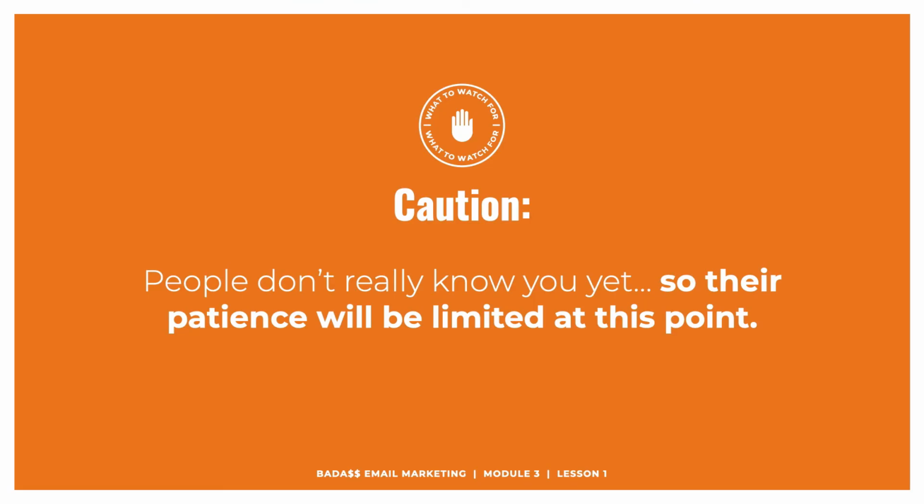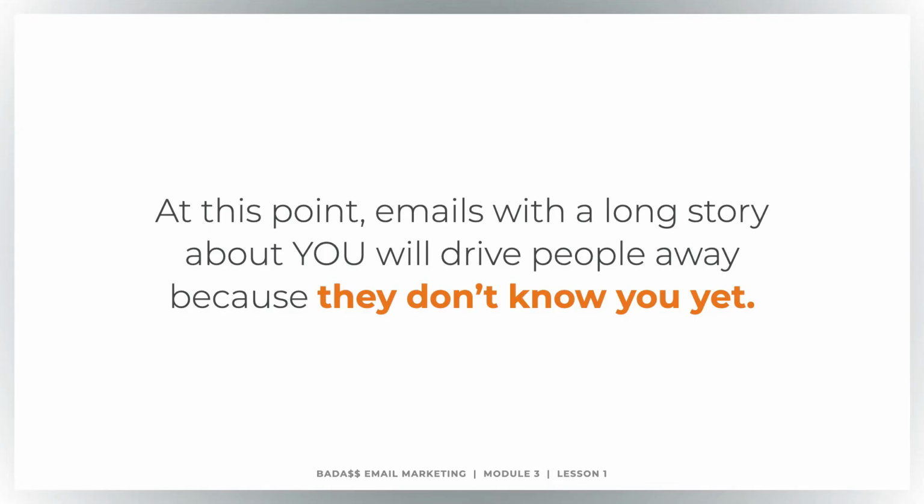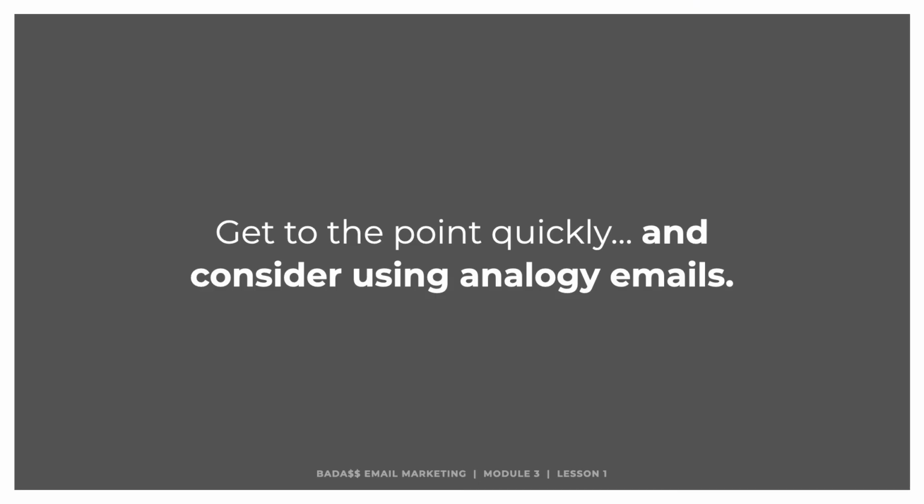But caution, people don't really know you yet at this point. They're relatively new to your list. They've gotten one email, that catch email. So their patience will be limited. At this point, emails with a long story about you will tend to drive people away because they don't know you yet. And I don't just mean repel the wrong kinds of people. It'll even repel the right kinds of people, because they haven't yet gotten to the point that they want anything more than very short little tidbits. So get to the point quickly and consider using analogy emails.